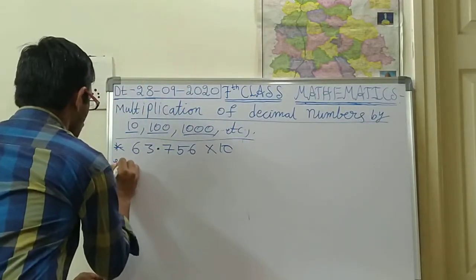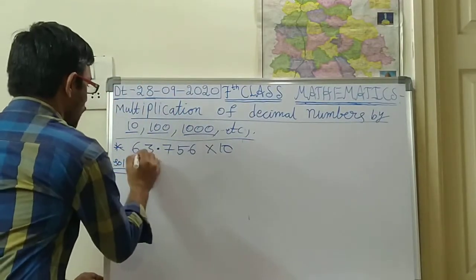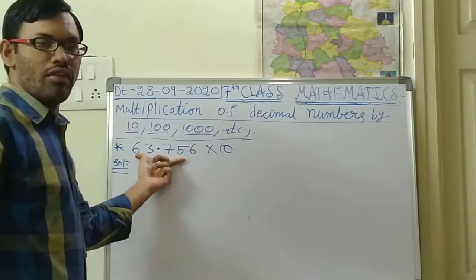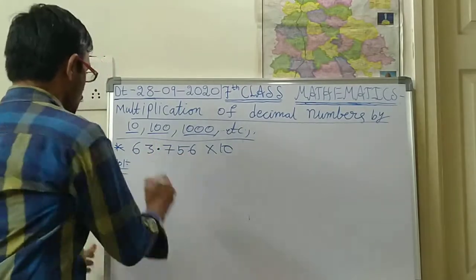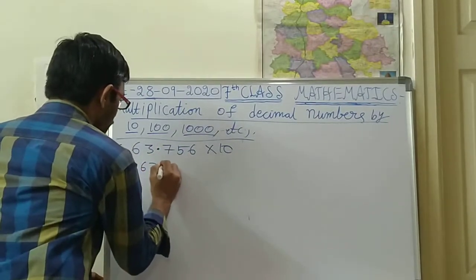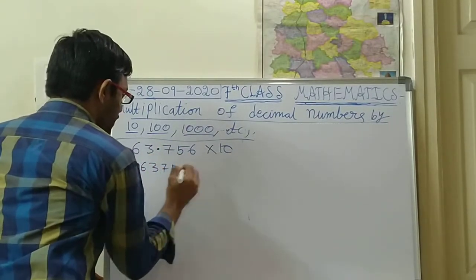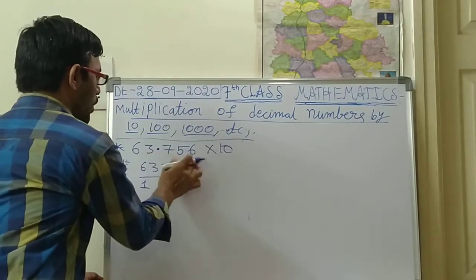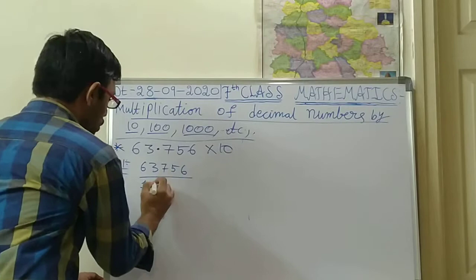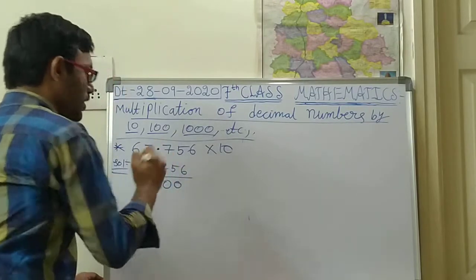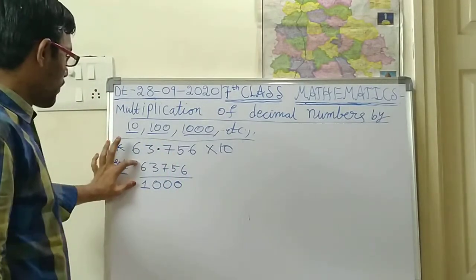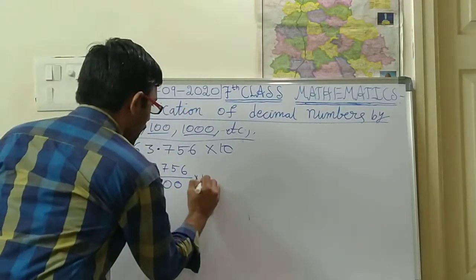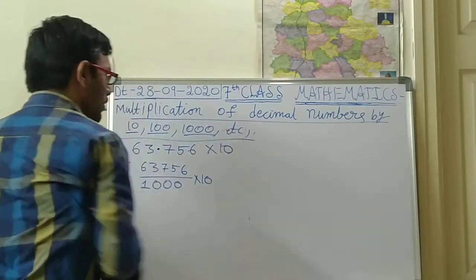So solution. So how it will be? First 63.756 you are supposed to write into the fraction. You should change into fraction. So 63756 by 1, decimal point after 3 digits. So 1, 2, 3. 3 zeros I have written. So this is the fraction part for this decimal number into 10.